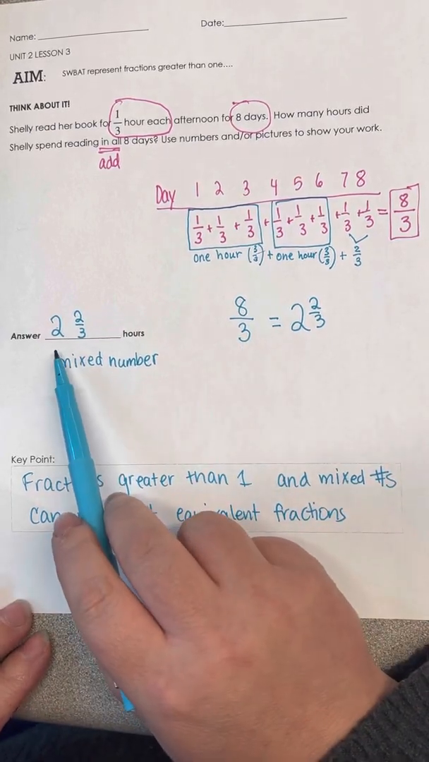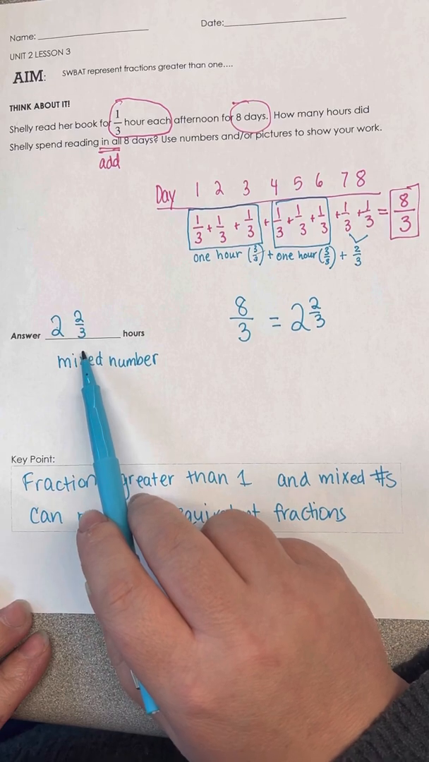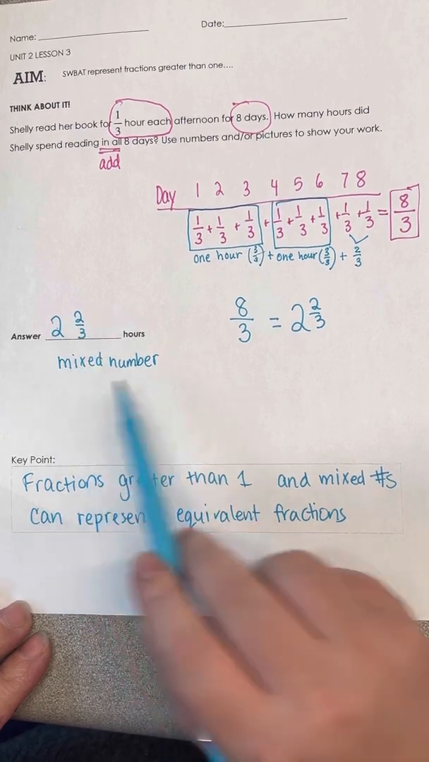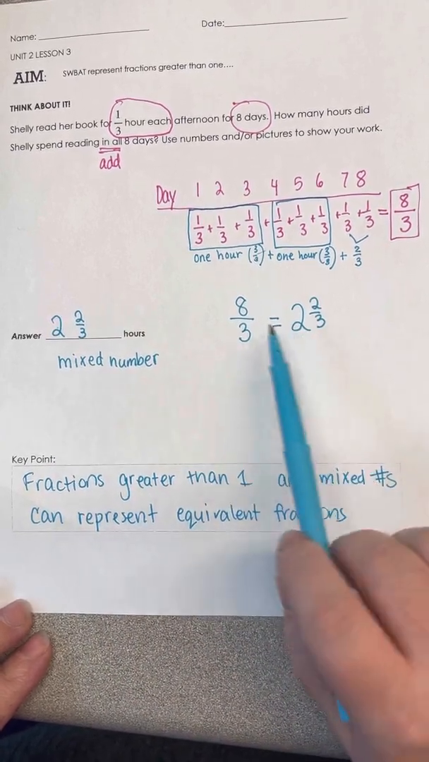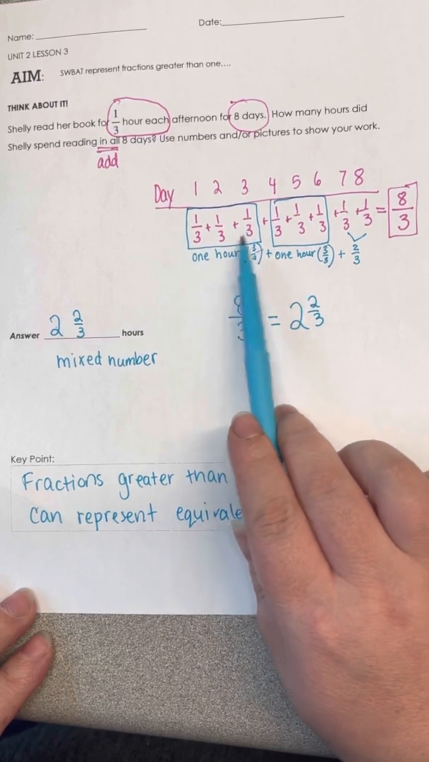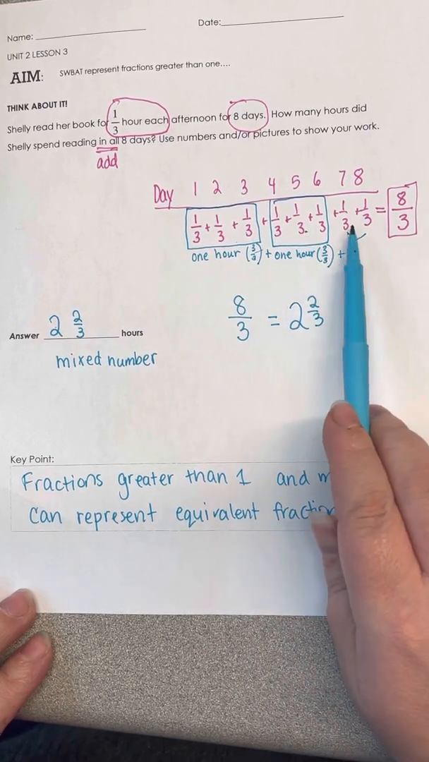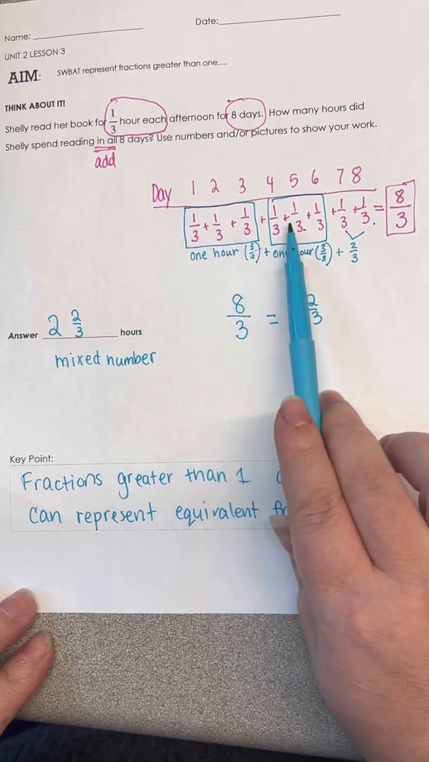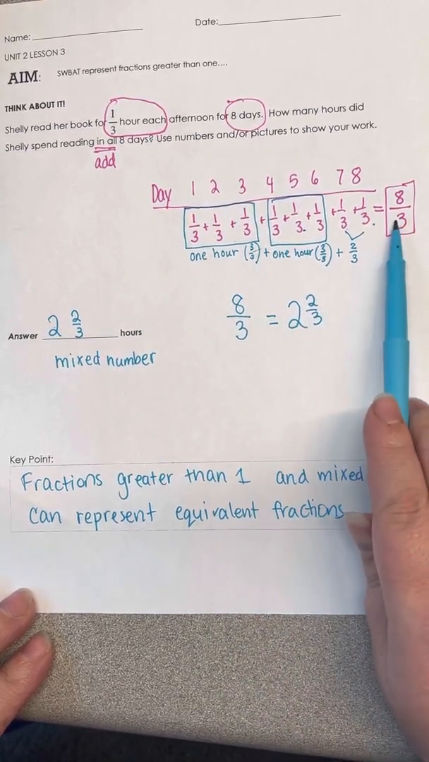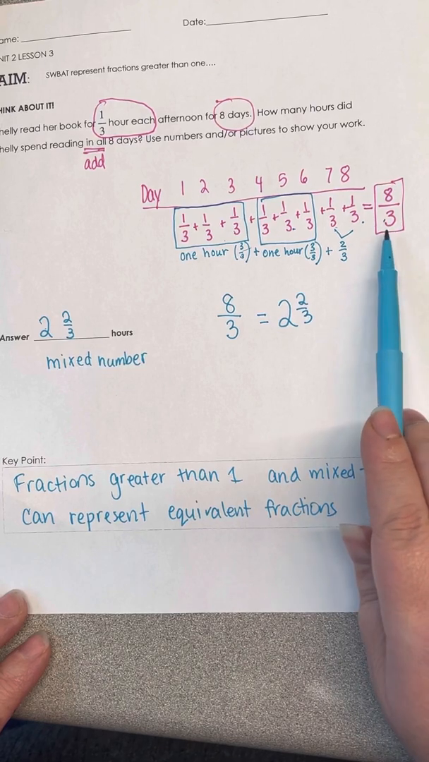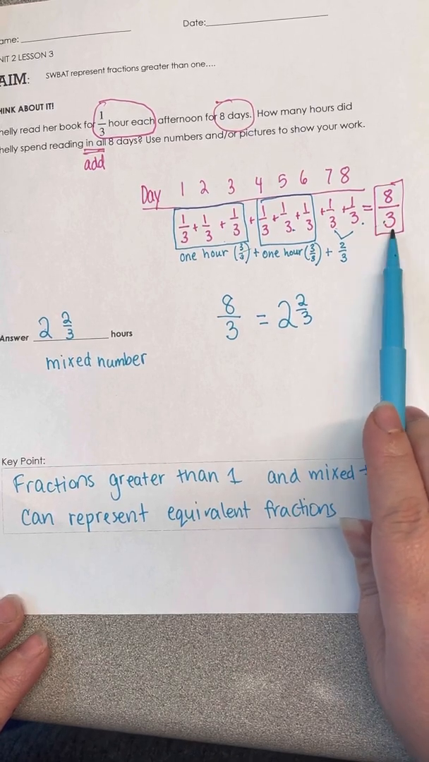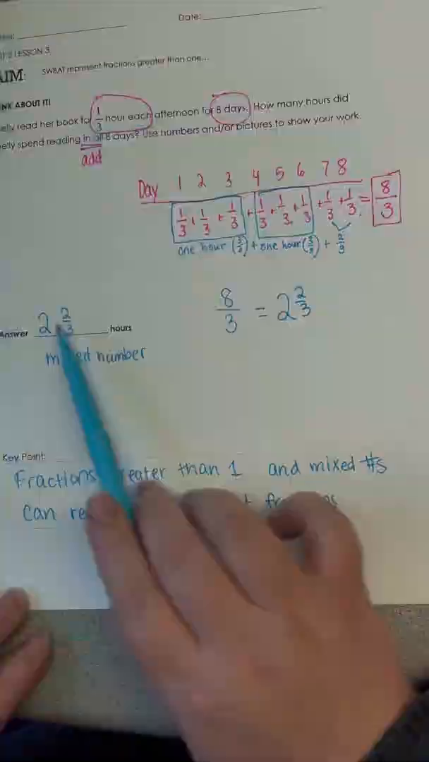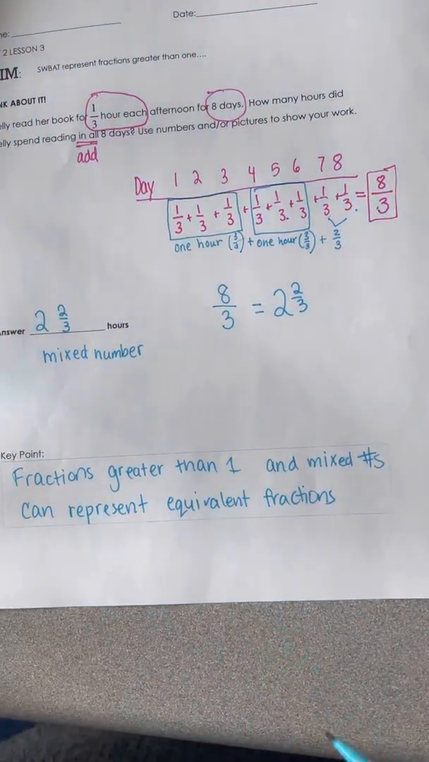And remember that this is a mixed number because it's a whole number and a fraction together. And these are equal because we have 2 groups of wholes and 2/3 left over. But if we were to just look at it as the unit fractions of 1/3 and add them together and left it as a fraction, we would have 8/3. This is a fraction greater than 1. This is a mixed number, and they are equal to one another.